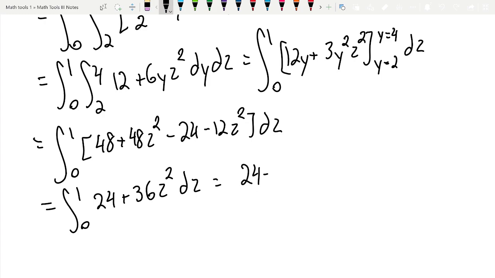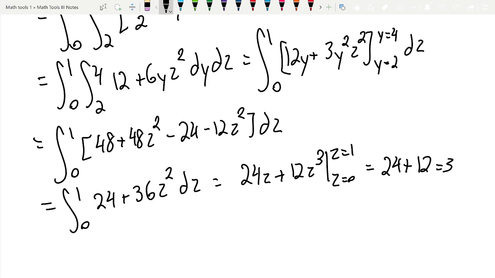So then finally we just integrate with respect to z. So it's going to be 24z plus 12z cubed, and then we'll plug in z equals 0, z equals 1. Okay, so we'll get 24 plus 12, so we'll get 36. Okay.